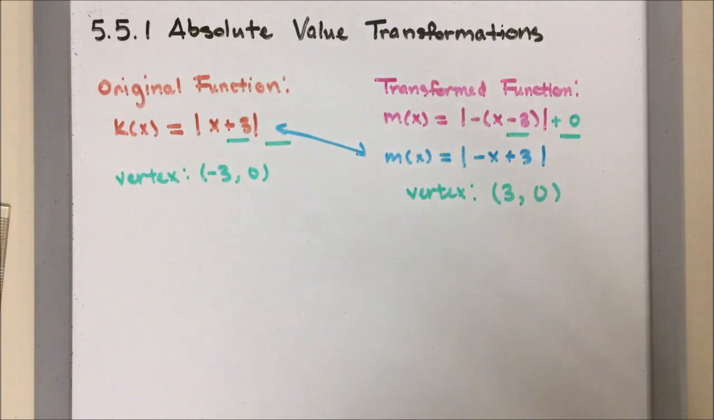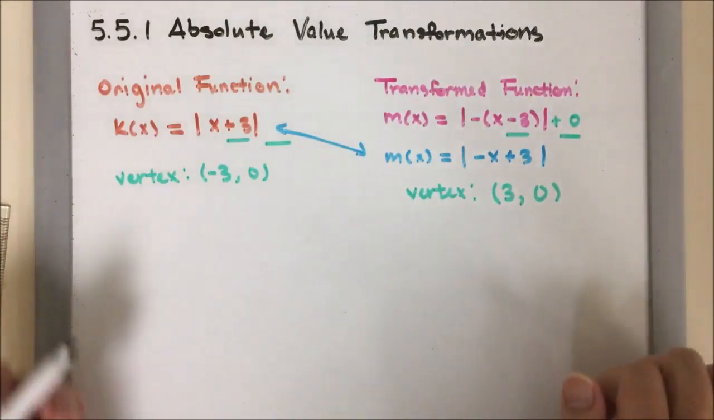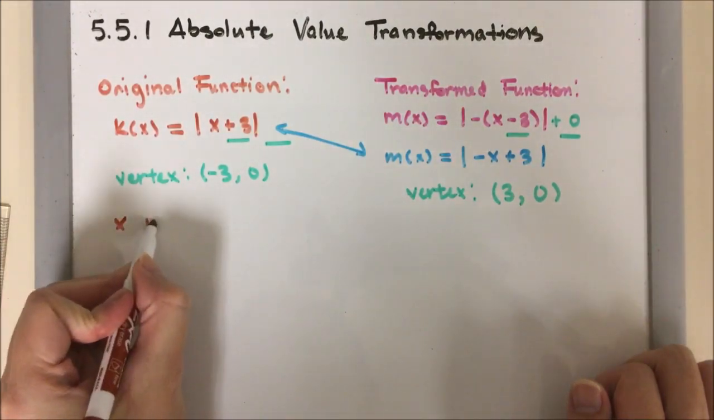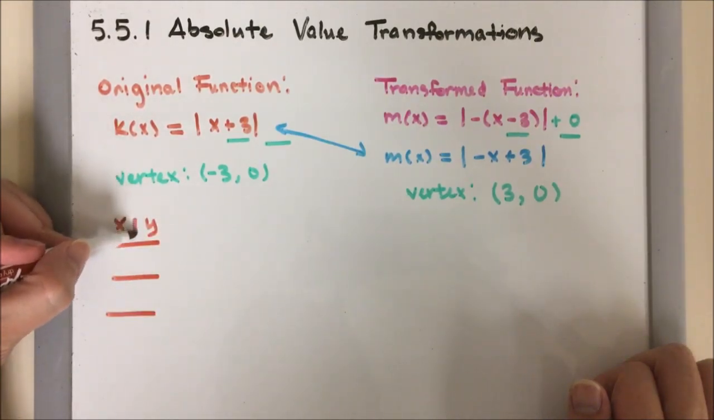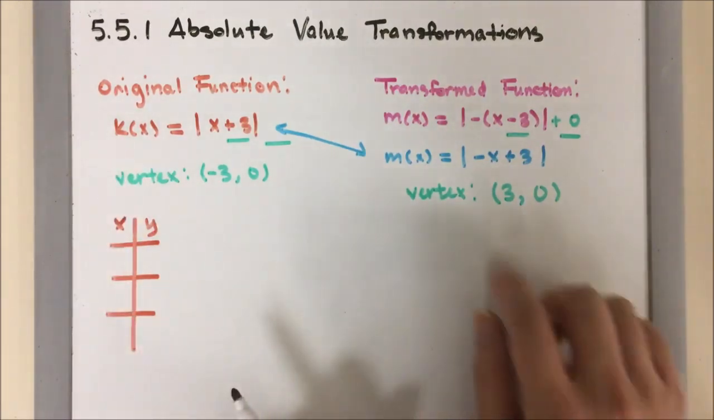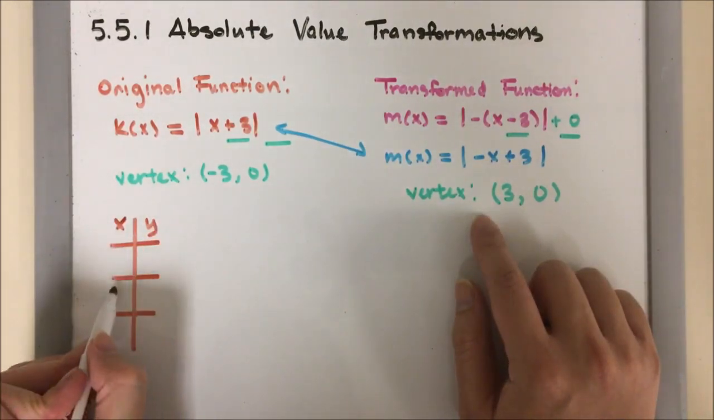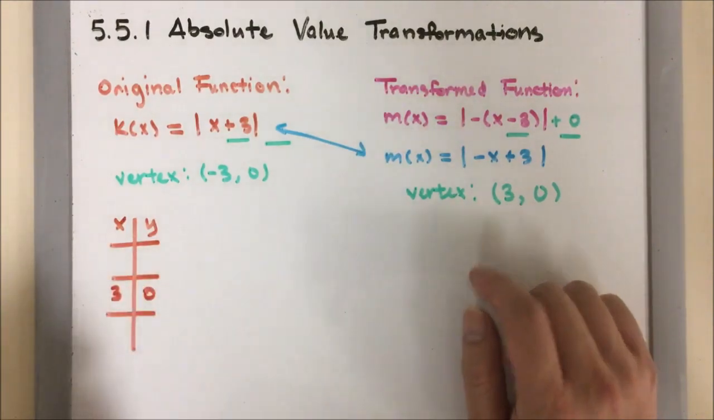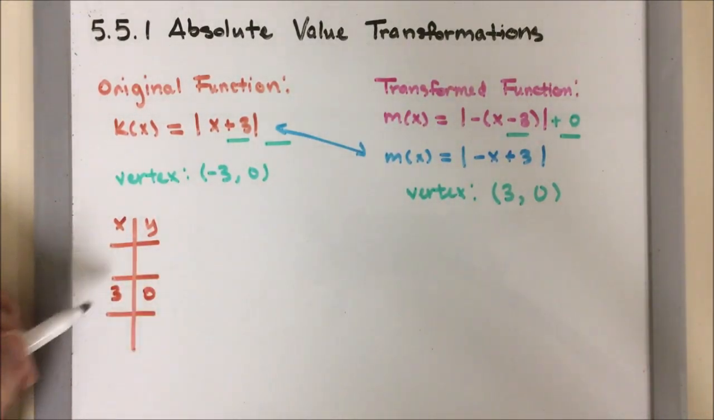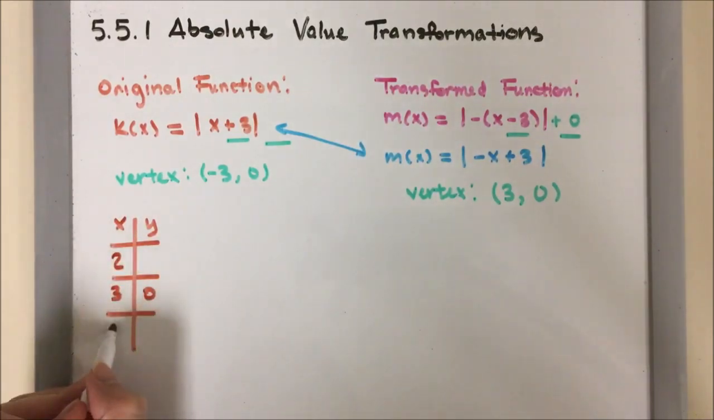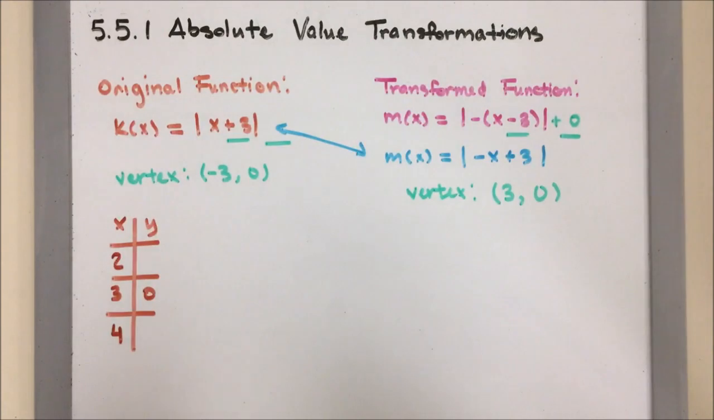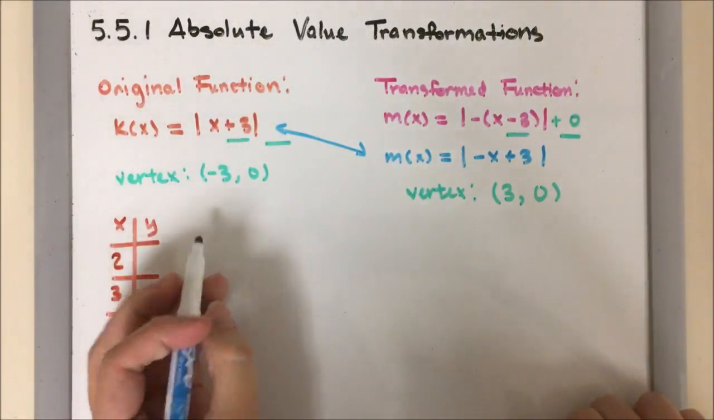Next, we're going to do our xy table to find the coordinate points. And then we only need 3 points. Since I have identified the vertex, this goes in the middle, 3, 0. So for the other x values, I would do one lower, so at the top is 2, and then one higher, so it's 4. Alrighty, so let's start plugging in the x values. So I'm going to do the first one, x equals 2.